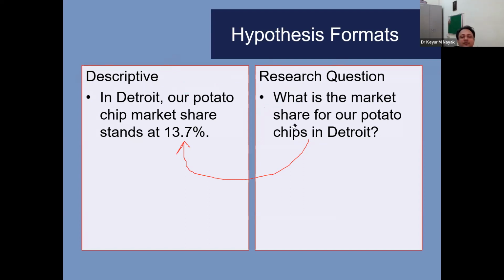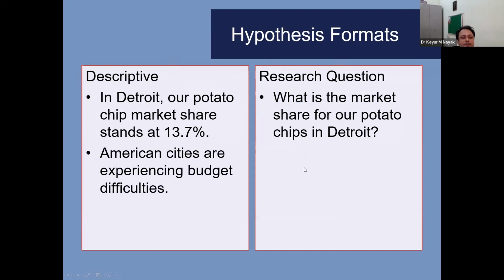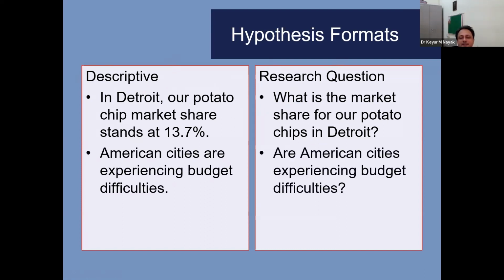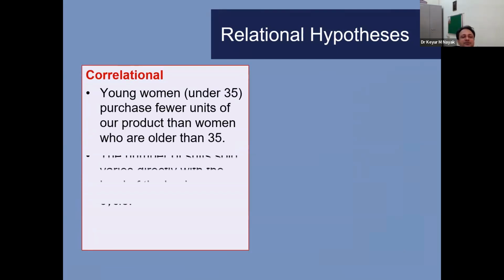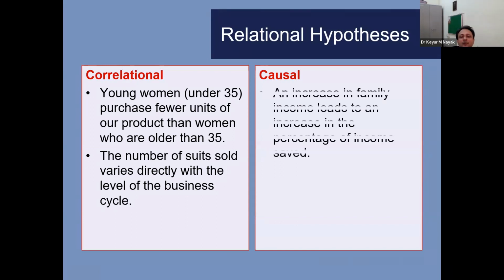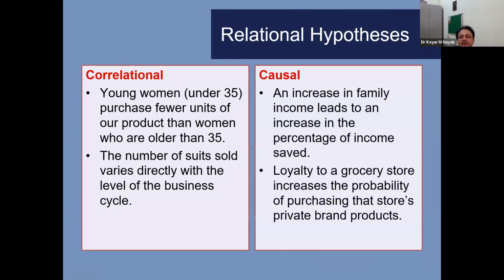It is an example of descriptive research design. Are American cities experiencing budget difficulties? American cities are experiencing budget difficulties. So, relational hypothesis, correlational. Look at an increase in family income leads to an increase in percentage of income saved.